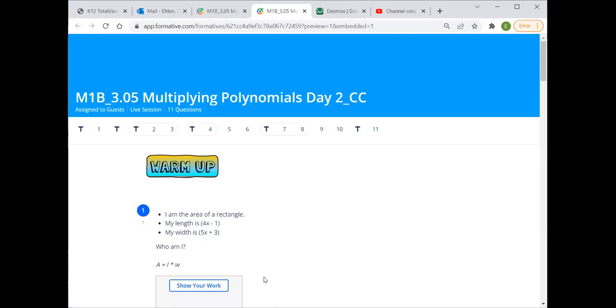So today you guys are going to be working on multiplying polynomials day 2. It's the same exact concept, just maybe a little bit more context or a little bit more difficult multiplication.